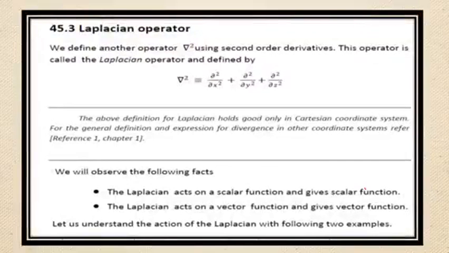Now let us define a del square operator or Laplacian operator using second order derivatives. This operator is called the Laplacian operator, denoted by this del square, and defined in Cartesian coordinates. You have to differentiate with respect to all the spatial variables twice, then add. That is the meaning of this.